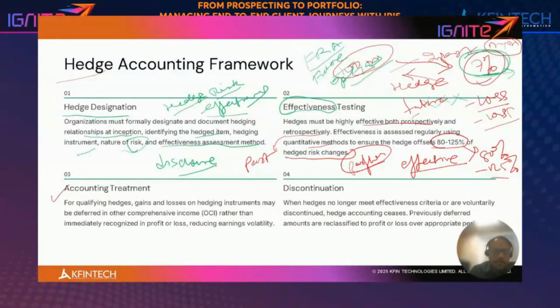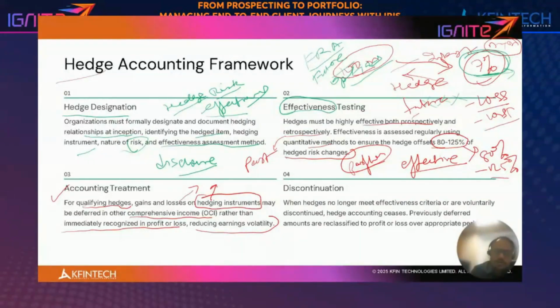For qualifying hedges, gains and losses on the hedging instrument may be deferred in other comprehensive income rather than immediately recognizing them in profit and loss, reducing earnings volatility. What they are doing is, suppose I am doing a hedge, the gains and losses on hedging instruments may be deferred in other comprehensive income.